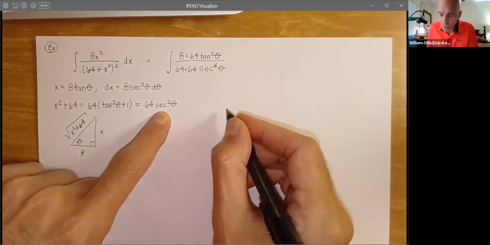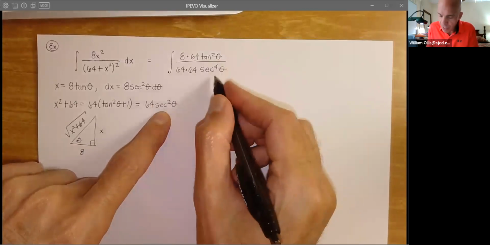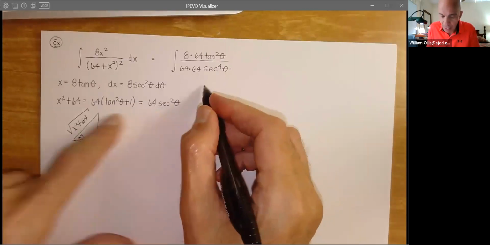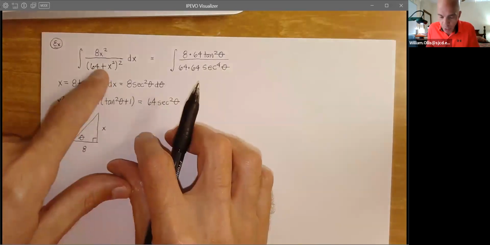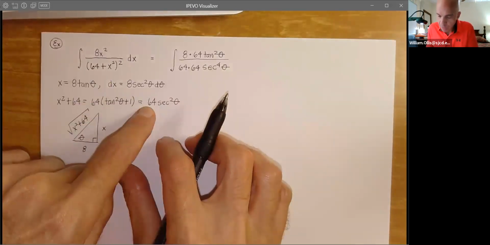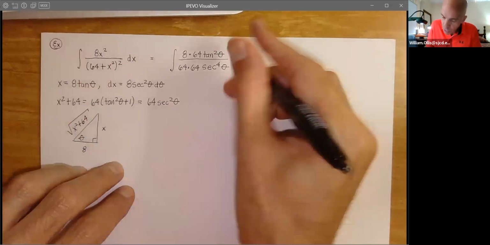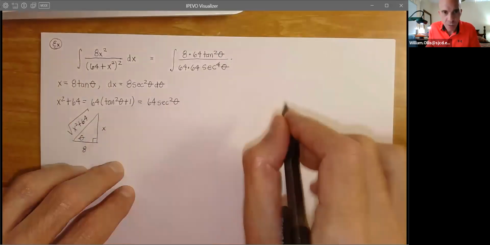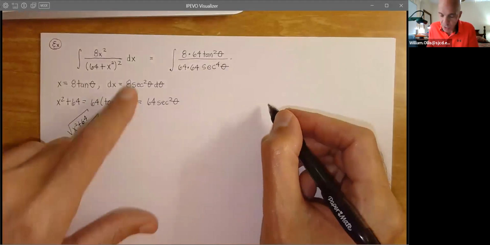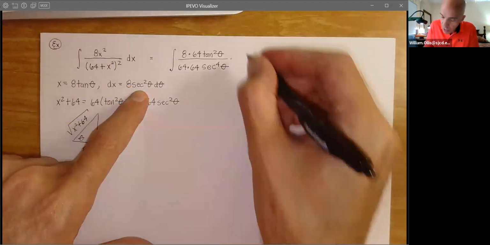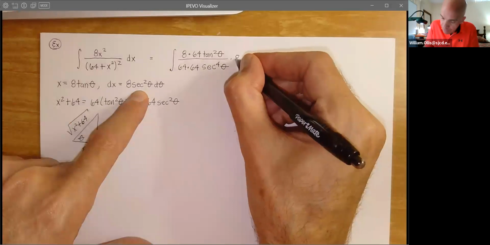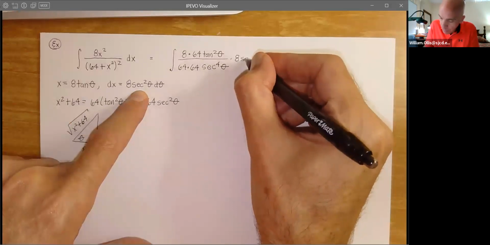So again, we just get all these multiples here. It seems kind of ridiculous, but again, we need the square of this. So we square the 64 and we square the secant squared to get that term. And then we multiply by the dx. So this is miscellaneous substitution, ladies and gentlemen, like you did in Cal 1. So then we get 8 secant squared.